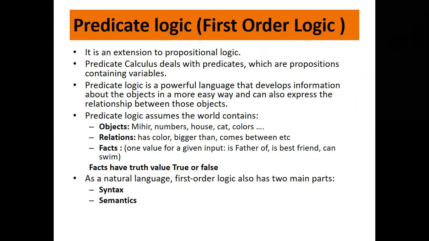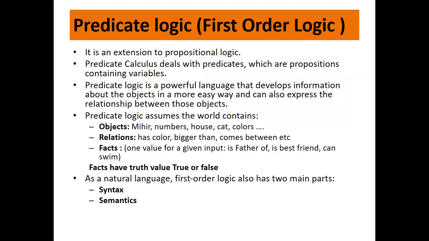Predicate calculus deals with predicates, which are propositions containing variables. So here we'll be using variables. Now, predicate logic is a powerful language that develops information about objects in an easier way and can also express the relationship between those objects. So here, not only can we represent the objects, but we can even represent the relationship between objects. Predicate logic assumes the world contains objects like names, for example Mihir, numbers, house, cat, colors, etc. And relations like has color, bigger than, comes between, etc.